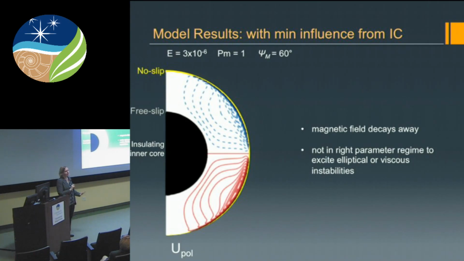That doesn't mean it's not possible for the moon. That's still an open question. But in our models, we weren't able to do that. So we couldn't excite the instabilities that we wanted to in order to get the motions.